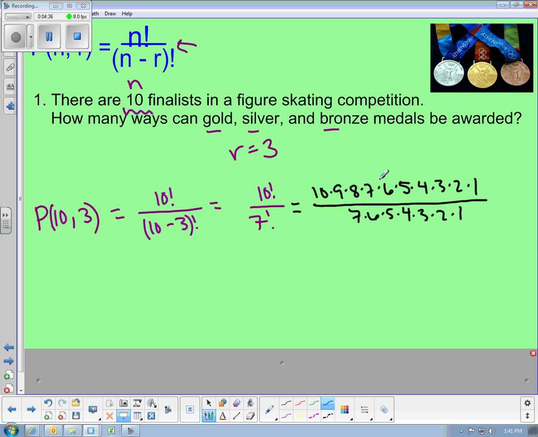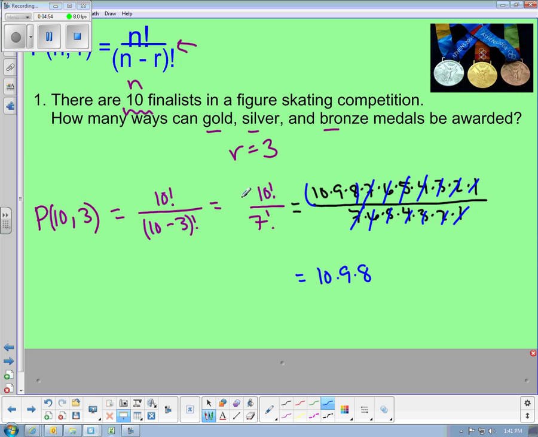So when I'm looking at 7 divided by 7, that's going to cancel out. 6 divided by 6 is going to cancel out. 5 over 5, 4 over 4, and so on, all the way down to the 1. So what I'm really left with is just the 10 times the 9 times the 8.